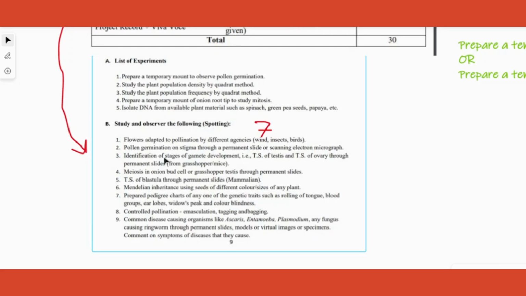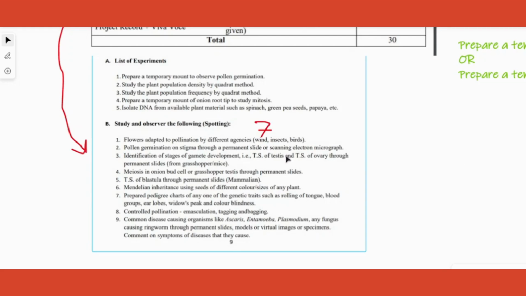Second one is pollen germination on a stigma, which is very easy to identify. You will see a ball-like structure with spokes on it. That is your pollen, and it is present on a flat surface with a bulb-like structure. That is your stigma. It's very easy to identify. Have a look at it. Go back to your school tomorrow itself and have a look at all these things once. So that is again a very possible one. Flower adaptation, very possible one. Second one, pollen germination, also very possible.